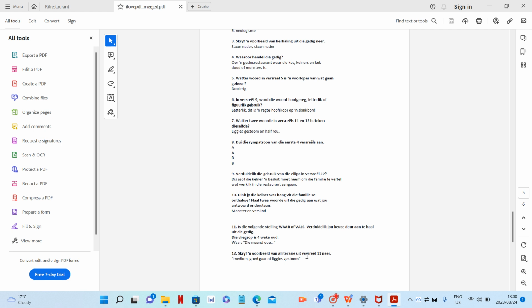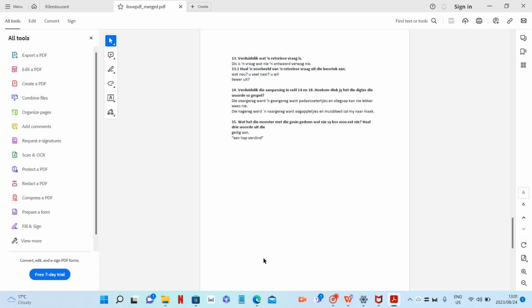Write down an example of alliteration from line 11. So I've shown you what's your alliterations in all the lines. Medium goed, gaar of likkies gestoom. So the G and the G is goed gaar and gestoom. So that's your alliteration, that line.